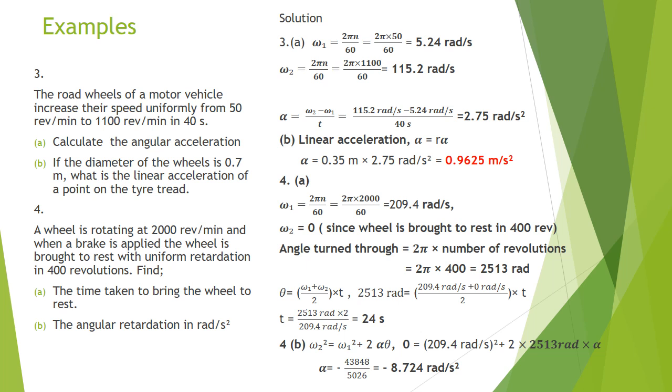Example 3. The road wheels of a motor vehicle increase their speed uniformly from 50 rev per minute to 1,100 rev per minute in 40 seconds. A. Calculate the angular acceleration. B. If the diameter of the wheels is 0.7 meter, what is the linear acceleration of the point on a tire? So let's go to the solution.